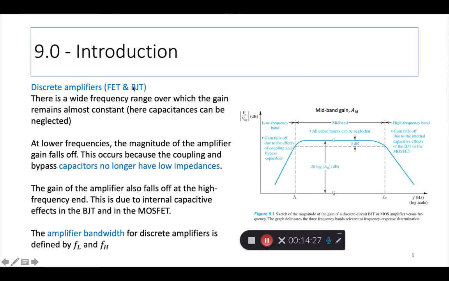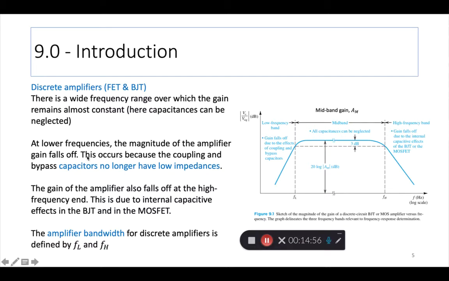Okay. So there is a wide frequency range over which the gain remains almost constant, which is here. Here, the capacitances in the circuit can be neglected. That means the impedance offered by the capacitance at these frequencies can be neglected because the impedance is so low, right?